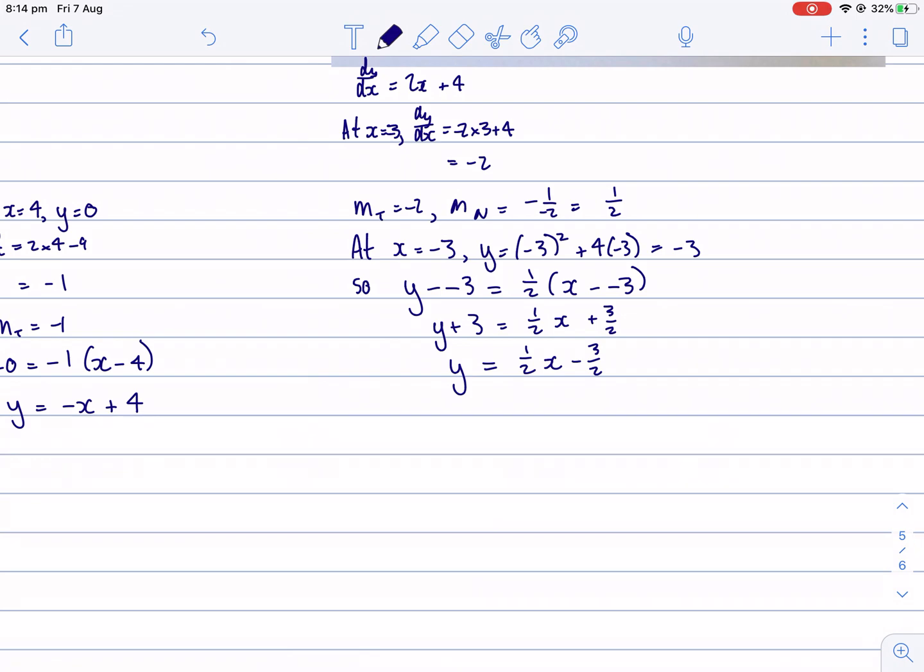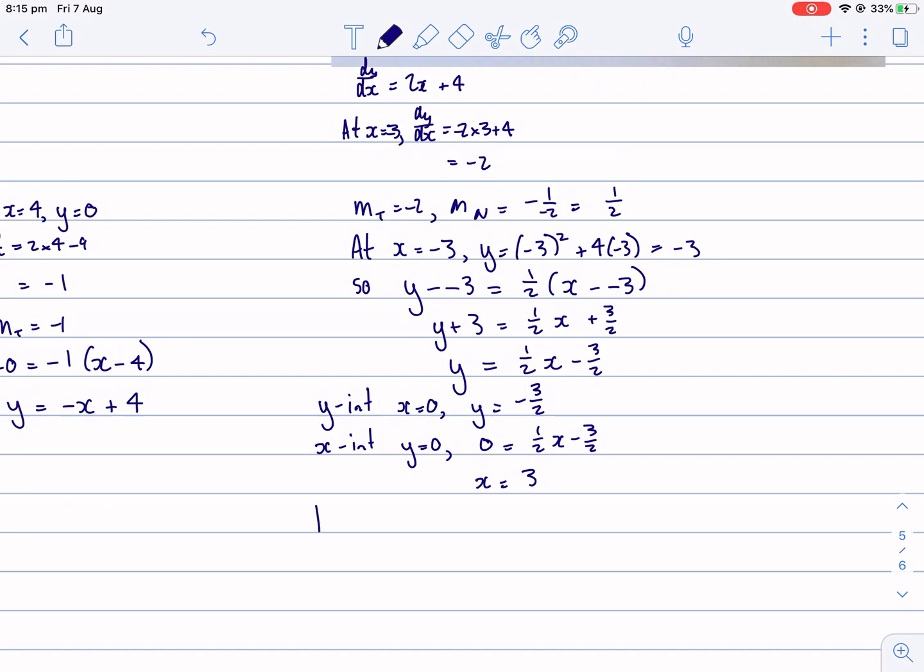We now need to find where that equation cuts the x-axis and the y-axis. So that means our intercepts. So the y-intercept, let x equals 0, y equals -3 on 2. X-intercept, y equals 0. 0 equals half x take 3 on 2. So x is going to equal 3.